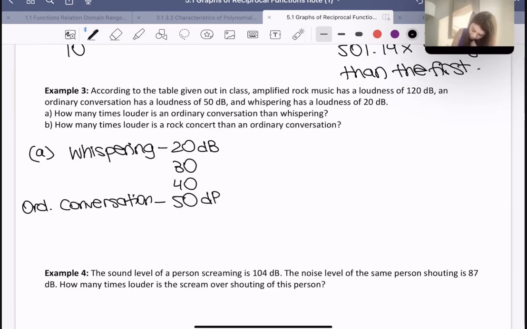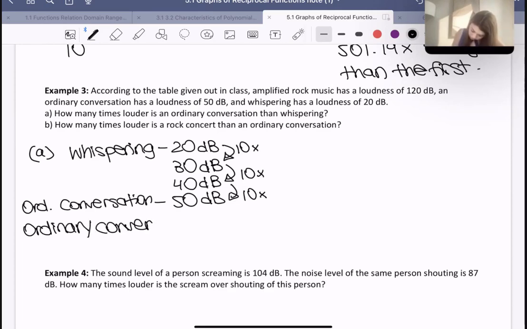Each time we're going to go up by 10. So let's write that in. So from here to here, it's times 10. From here to here, it's times 10. And from here to here, it's times 10. So that's 1,000. 10 times 10 times 10 is 1,000. So therefore, ordinary conversation is 1,000 times louder than a whisper.